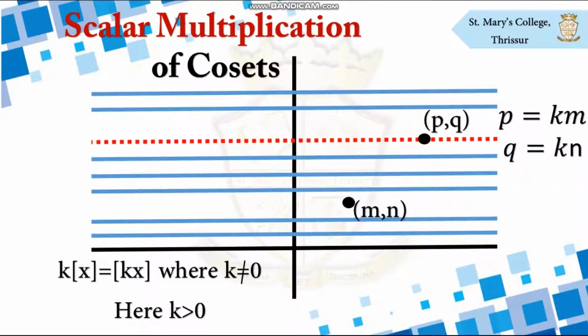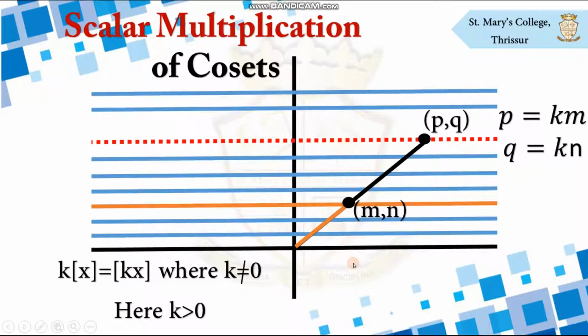Now we will move on to what happens in scalar multiplication of cosets. Here this black line is the subspace. Now I have my coset here in orange color. The point x is the representative point. I am taking x as (m, n). Now I have a non-zero scalar k. So I am multiplying this position vector by k, and I am getting another position vector. The tip is at (p, q). That means the coset kx has the representative element kx. So again this red dotted line is the new coset, that is coset kx.